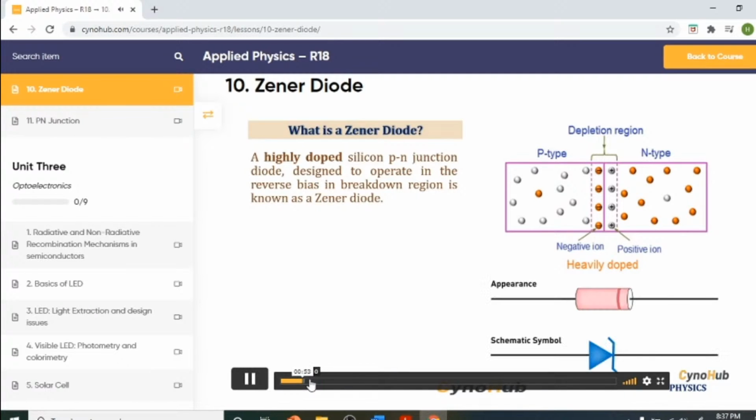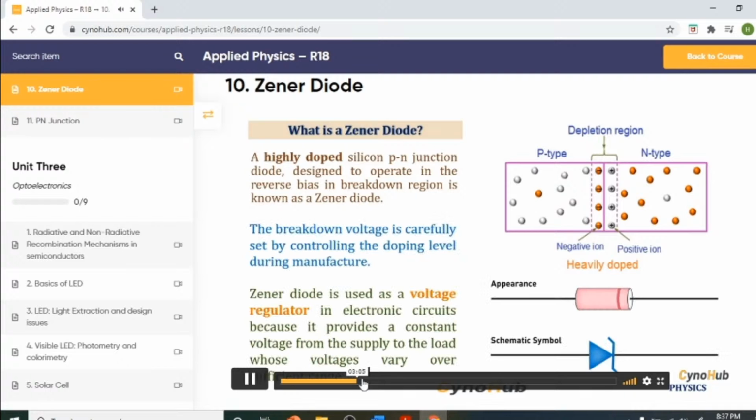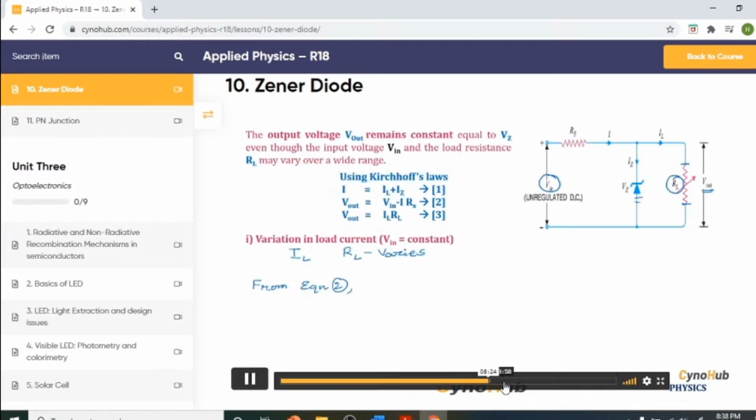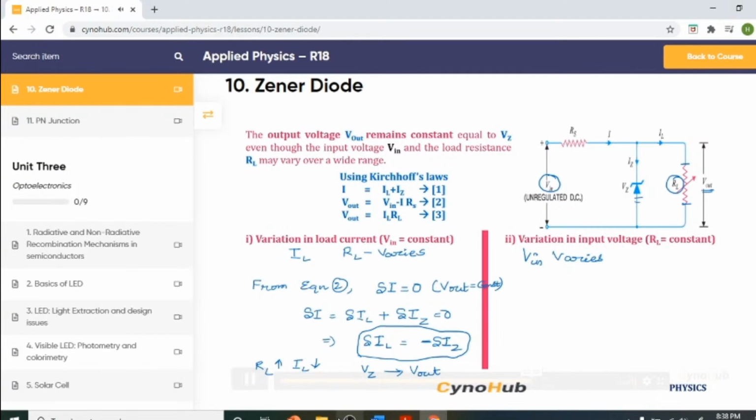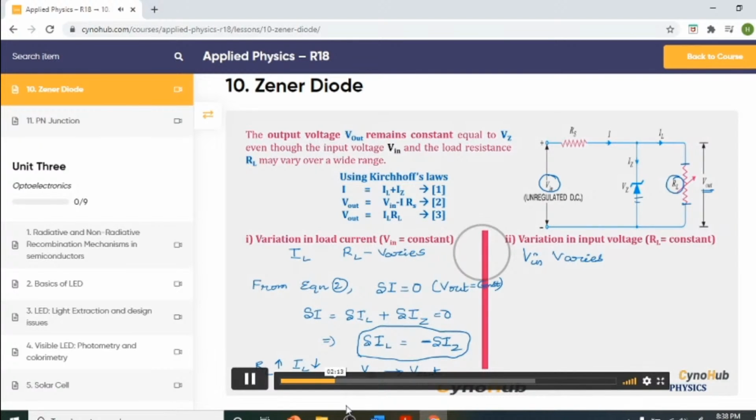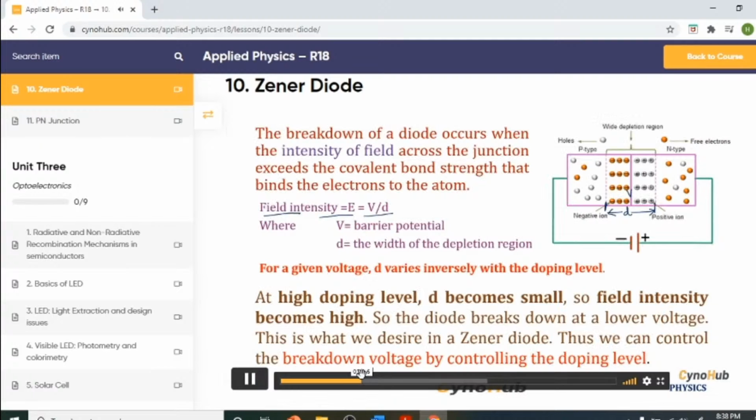So you would be having these animations, you would understand them easily. This is like a PPT video. You'll be finding how a Zener diode functions, also as a voltage regulator. The question here is only about its characteristics, so you would just have an idea.